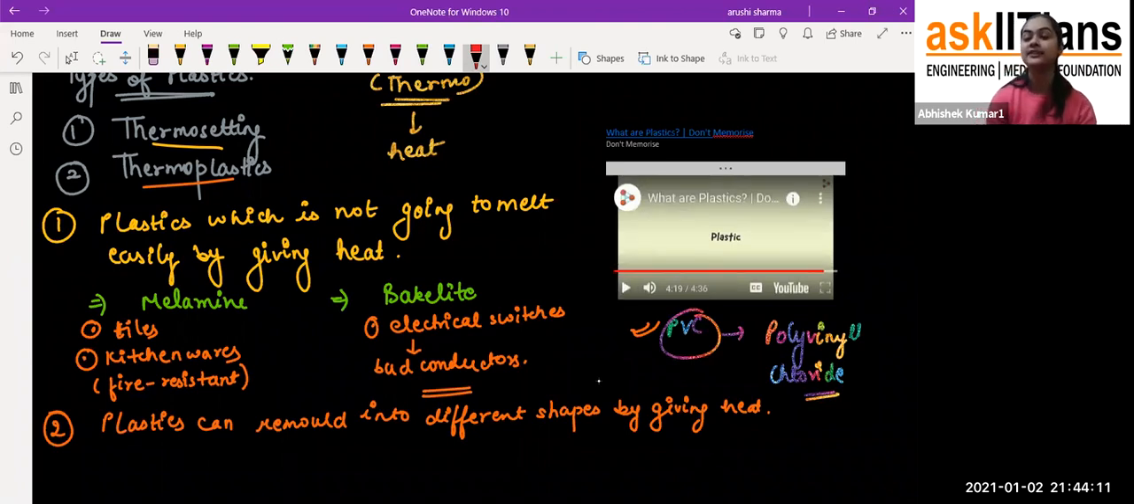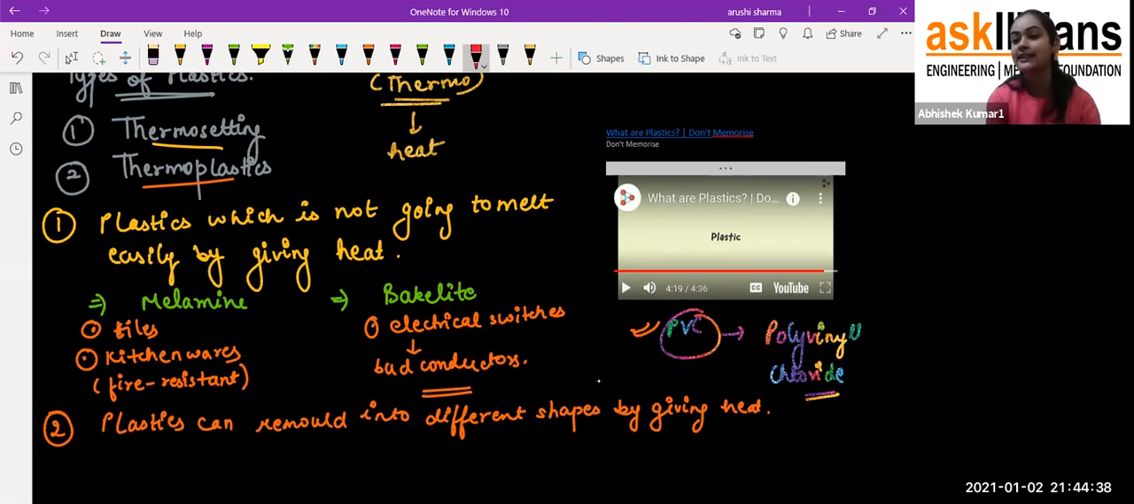So you can see that we have two types of PVC. Students, PVC pipes are also used in houses, the drainage pipes and the pipes we use to get the water supply. These pipes are also made of PVC, and that one is hard in nature. So that's how we have two different types of plastic: one is the thermosetting plastic and the other is the thermoplastic.